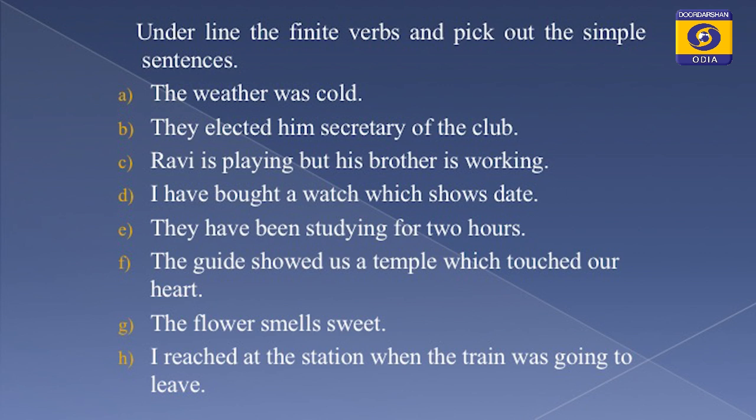The guide showed us a temple which touched our heart. Here you see there are 2 finite verbs. One is showed, another is touched. So there are 2 clauses. These 2 clauses have been joined by which. The guide showed us a temple, which touched our heart, is a subordinate clause or a dependent clause. So this is a complex sentence, not a simple sentence.